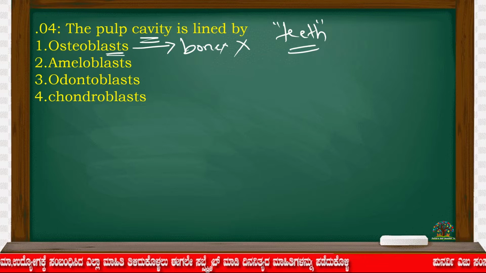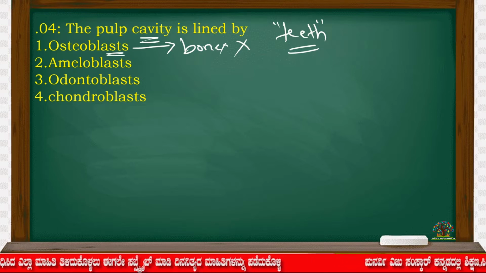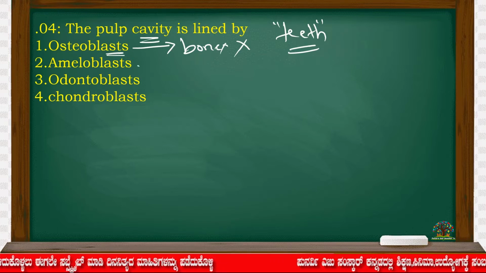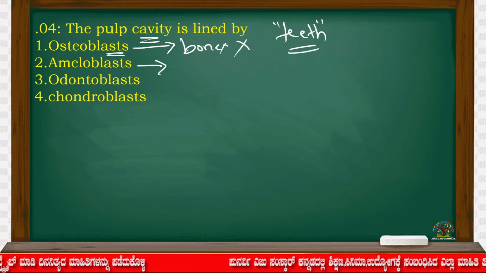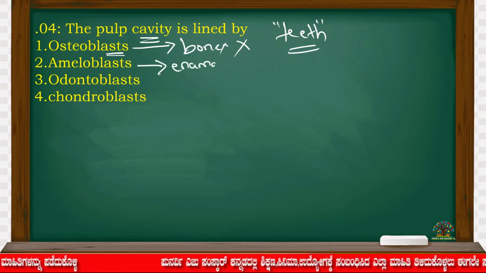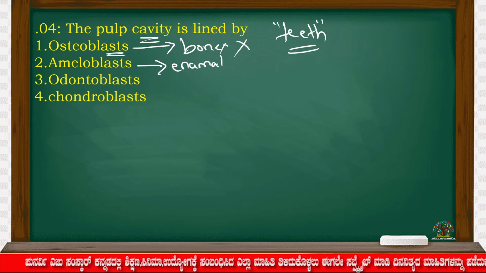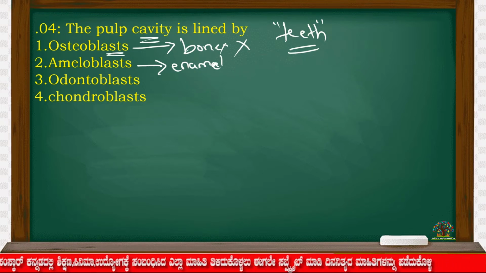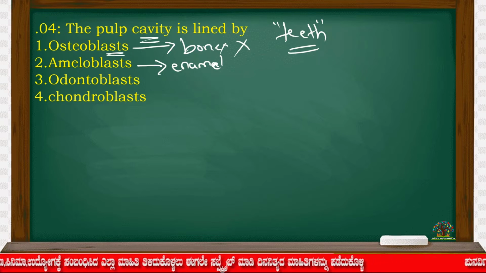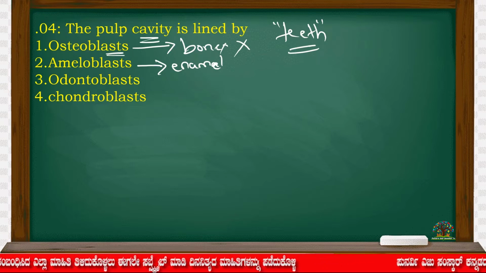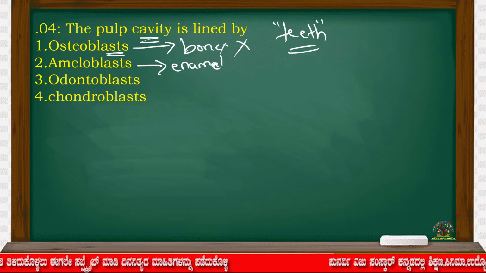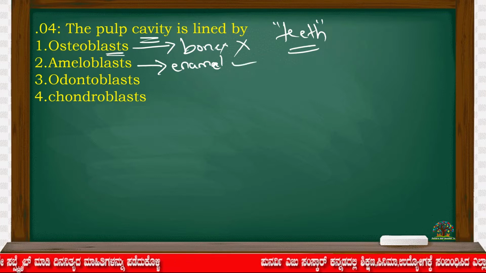Second option is ameloblast. See, ameloblast is a type of cell that secretes enamel of the teeth. Enamel is nothing but the outer protective coating on the teeth. That's called enamel, and ameloblasts are the cells that secrete these enamel substances.